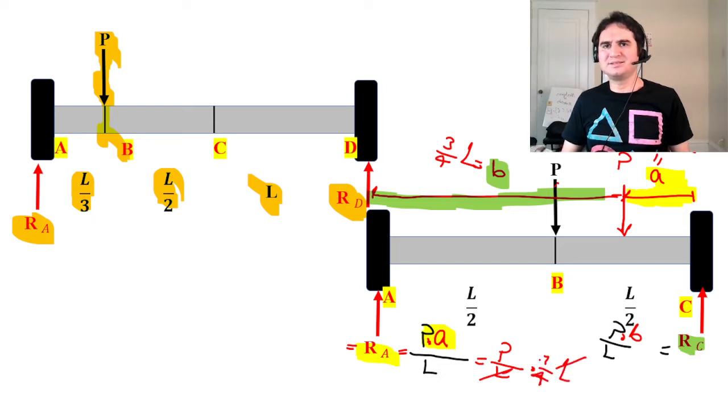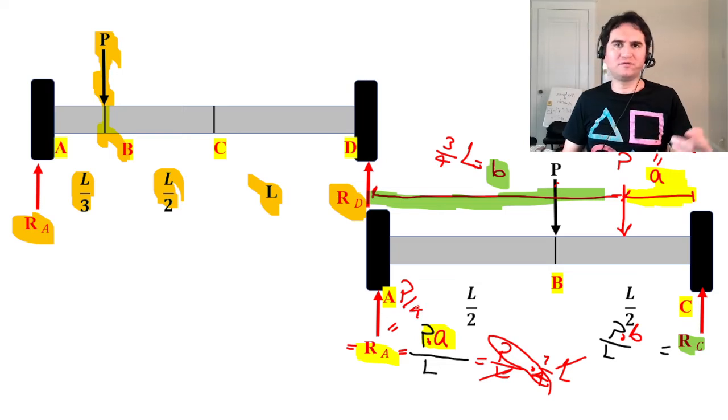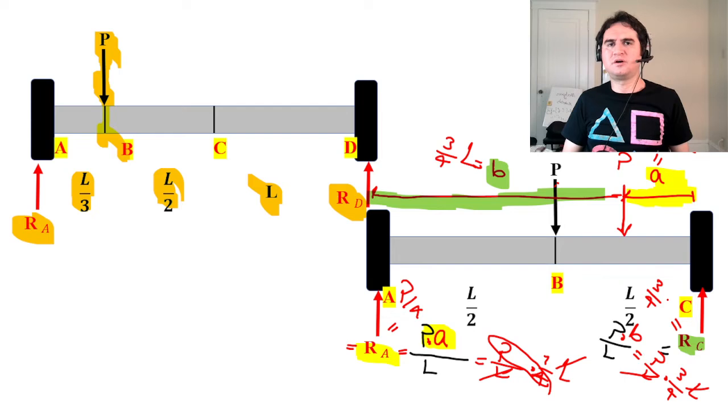And L cancels out. That's P over 4. It simply says our reaction at A handles a quarter of the force, and likewise for the reaction at C, it's P over L times 3/4 of L. L and L cancel each other, and it just goes by 3/4 of the force.